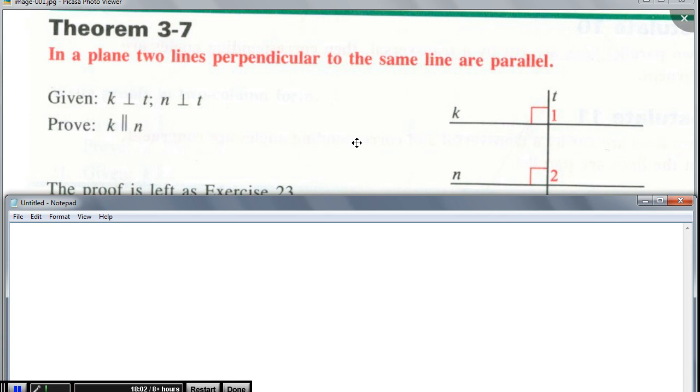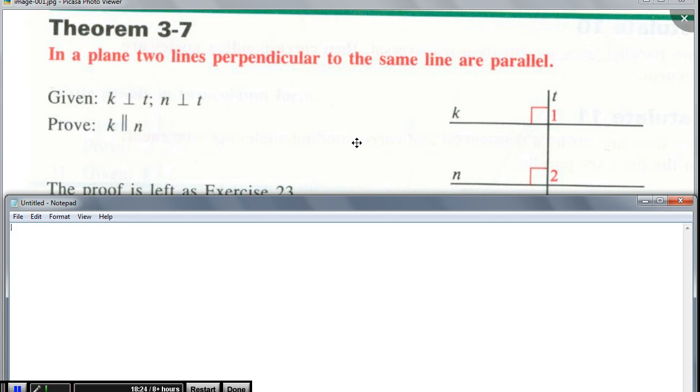Okay. Wait, so we don't write given and proof? No, you don't have to write that down. But like I said, at some point I might ask you to do it. So it may be good to really understand why this must be true. Iveta, what do you think? What do you think will be the key step?